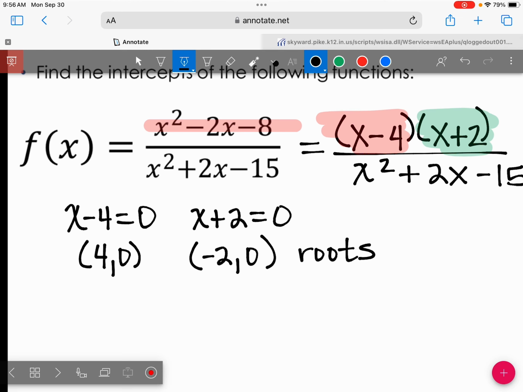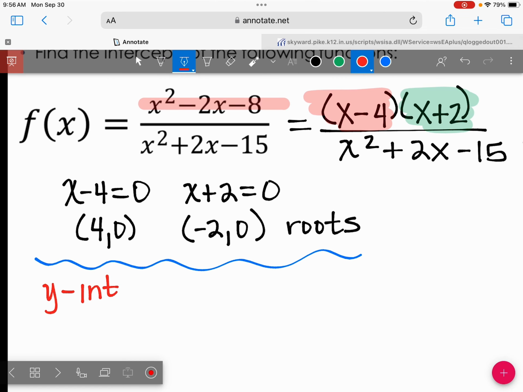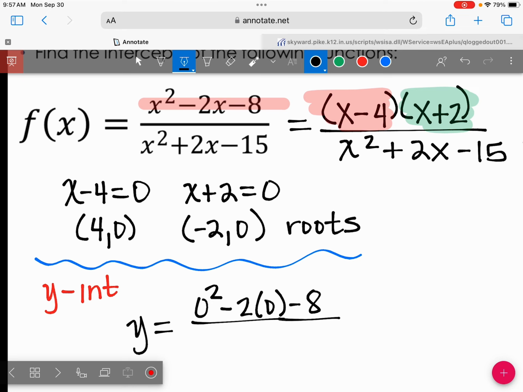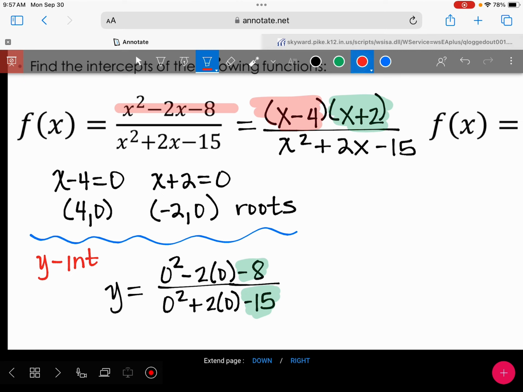And for our y-intercept, we would simply substitute in a 0 for x. So we have y equals 0 squared minus 2 times 0 minus 8, over 0 squared plus 2 times 0 minus 15. And that would just leave us with -8 over -15. So the y-intercept would be (0, 8/15).